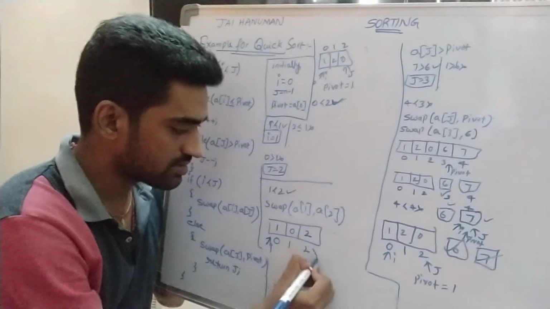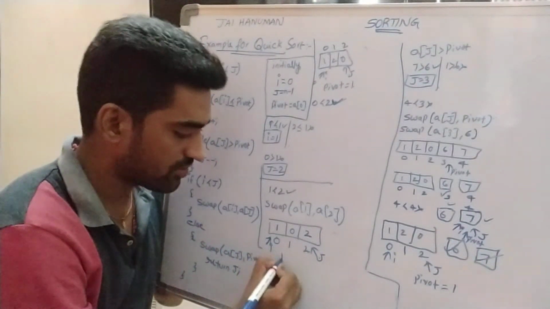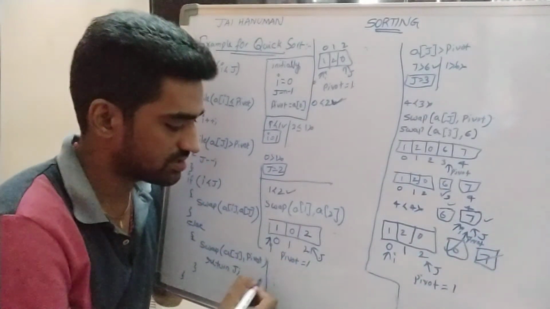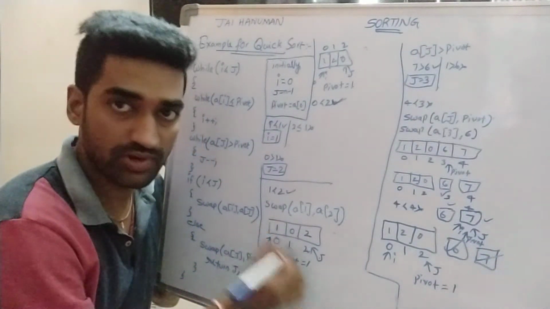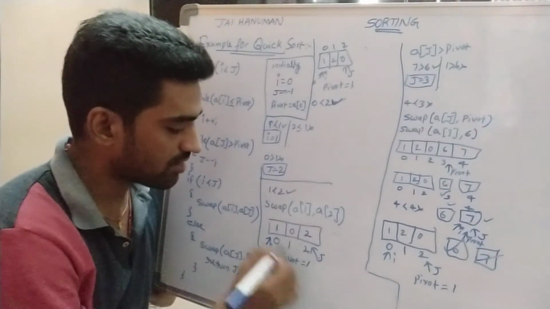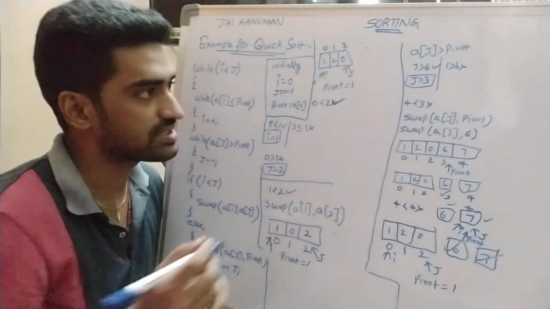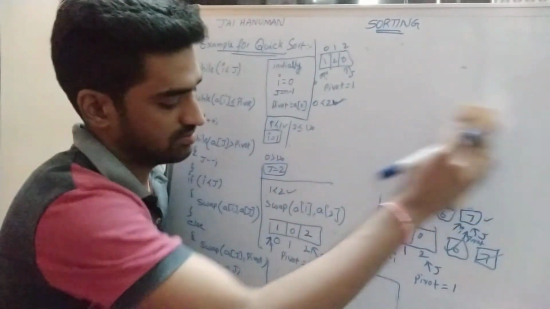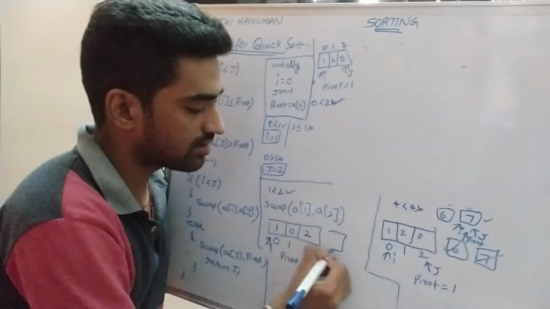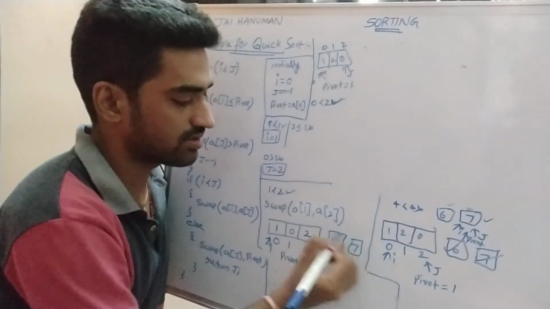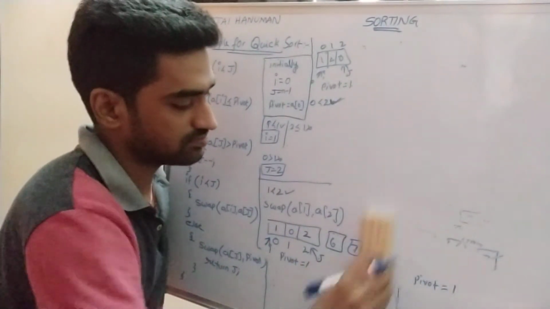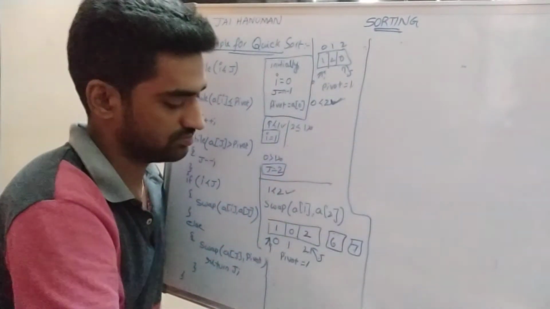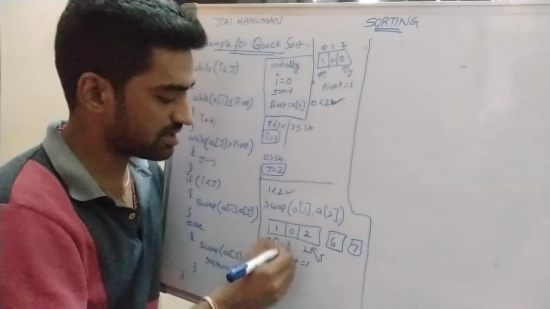This is I, this is j. So the pivot position is set to be 1. Pivot position is set to be A of 0, that is 1. So again, we are applying the procedure recursively while I less than j. So 6, 7 is already sorted. 6, 7 is already sorted. Right. So we are applying the same procedure recursively.